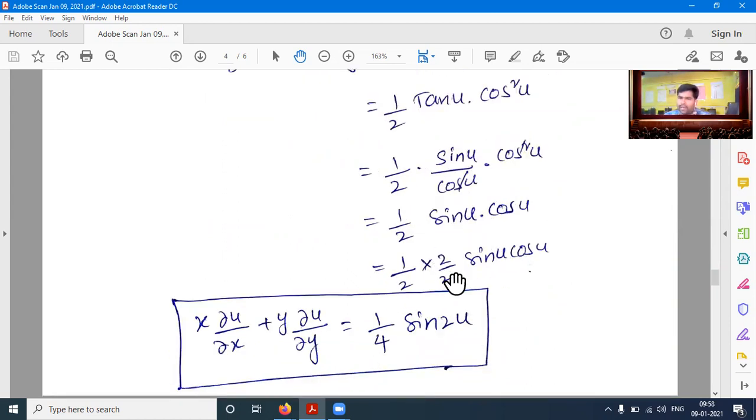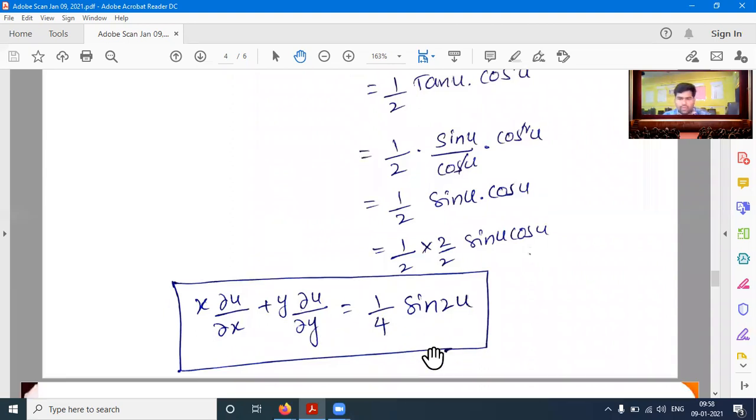So here I have to multiply and divide with 2. So 1/2 into 2 is 1/4, and 2 sin u cos u is equal to sin 2u. So 1/4 into sin 2u. So x·∂u/∂x plus y·∂u/∂y is equal to 1/4 sin 2u.